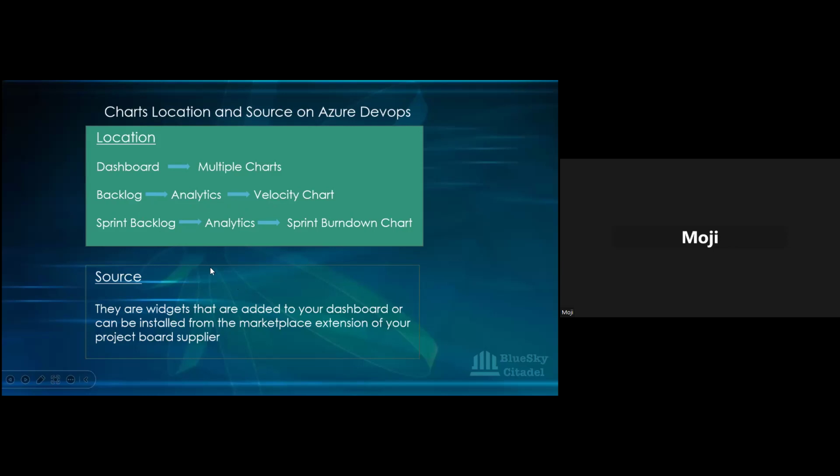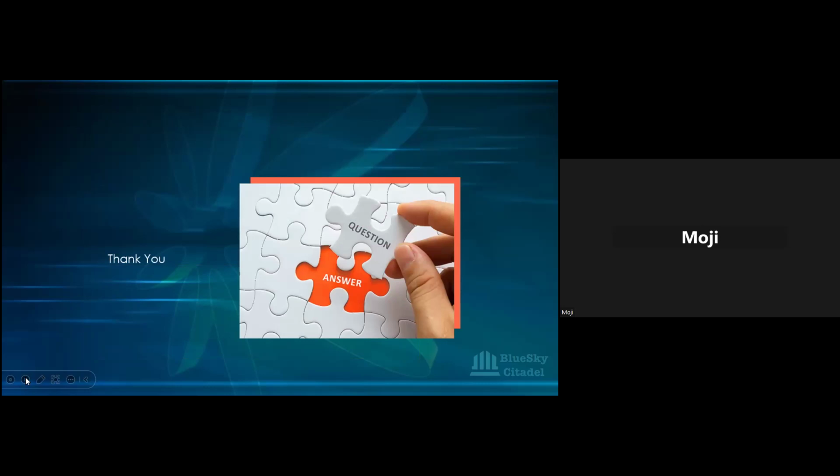Okay, so what is the source of your chart? They are the widgets that are added to your dashboard or can be installed from the marketplace. If they're not on your dashboard already, you can install them from the marketplace extension of your project board supplier, which is either Azure DevOps or other products. You have Jira and all that, which is a product of Atlassian. So you can get that also on their own marketplace. Okay, so that is us done.